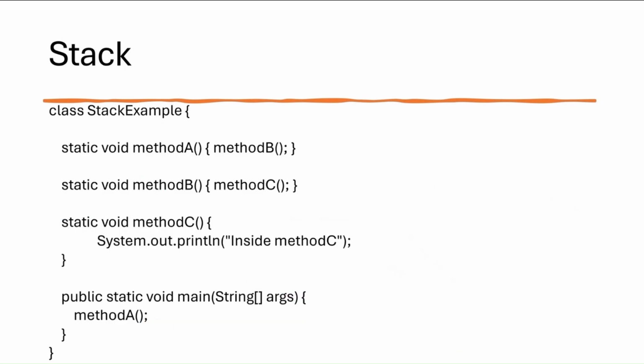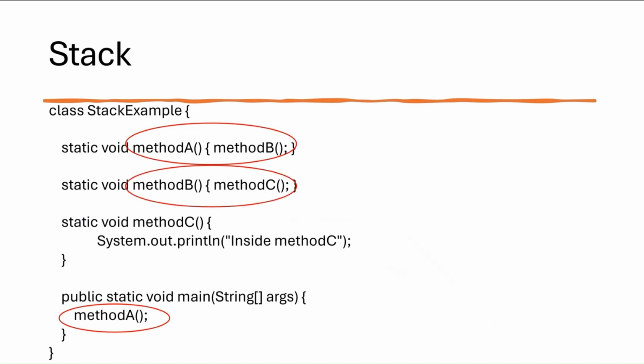Now let's understand with one more example. Let's say from main method we are calling method A, from method A we are calling method B, from method B we are calling method C, and in method C we are just printing. Now here we are making nested function calls. After method C is finished, it should come to method B, and once method B finishes, it should come to method A, and from method A it should come to main method, and the program should exit.